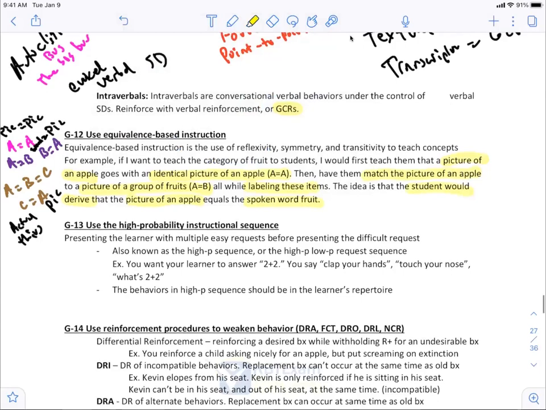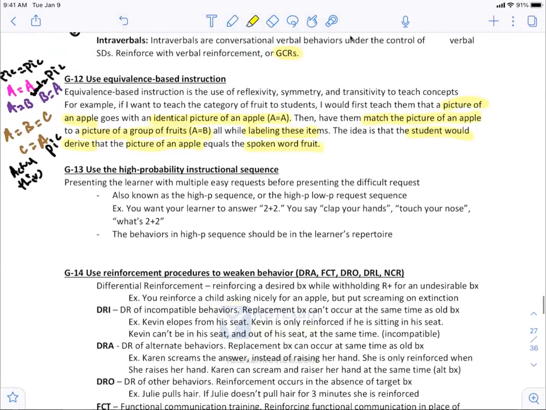All right, G13, use the high probability instructional sequence. This is your high P, low P. You should know this from your RBT days. Presenting the learner with multiple easy requests before presenting difficult requests. If you want 2 plus 2, you say clap your hands, touch your nose. What's 2 plus 2?